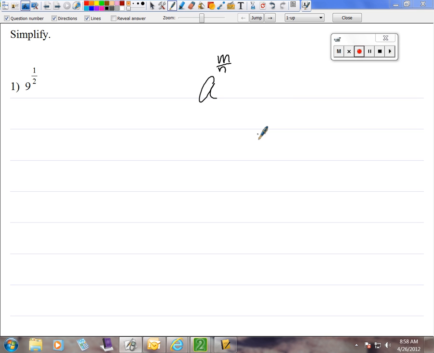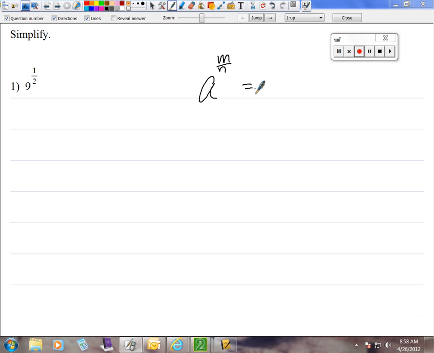A to the m over n power. We're doing rational exponents, which means fractions. We're going to be dealing with fractions. It's not that hard. Now, rational exponents can be changed to radical form.